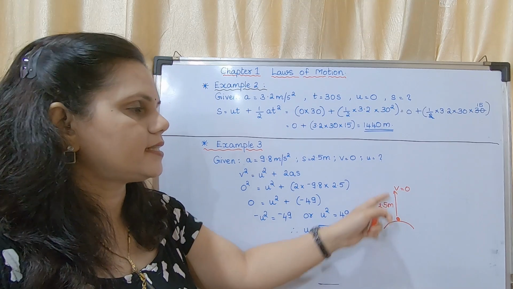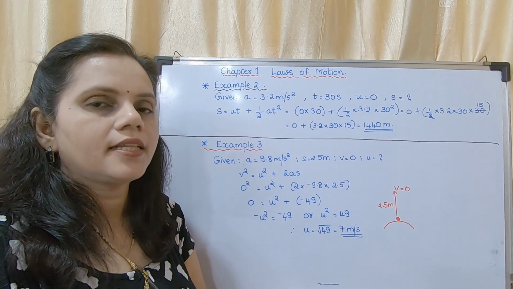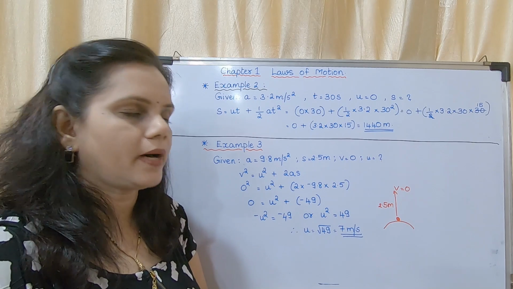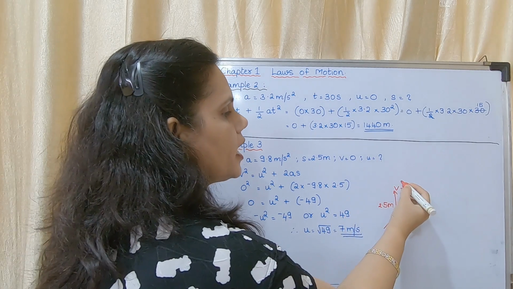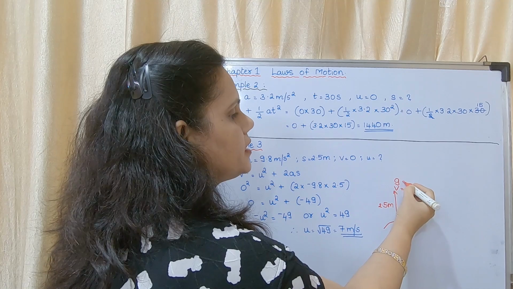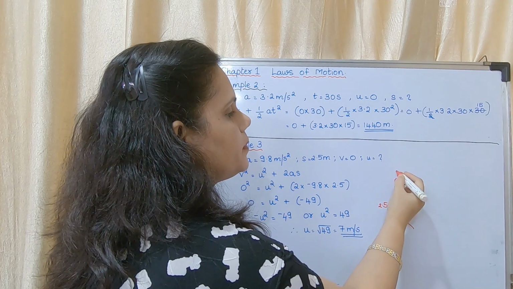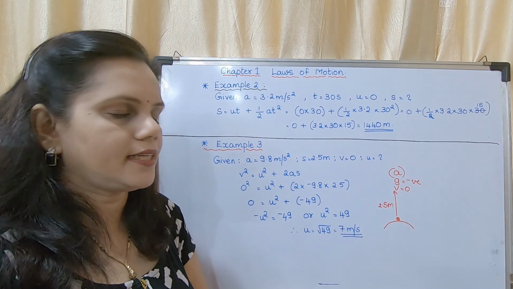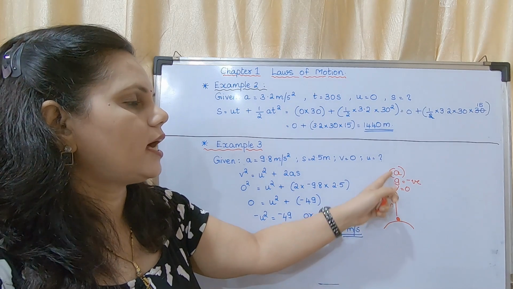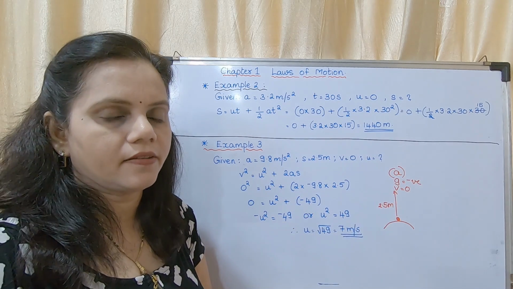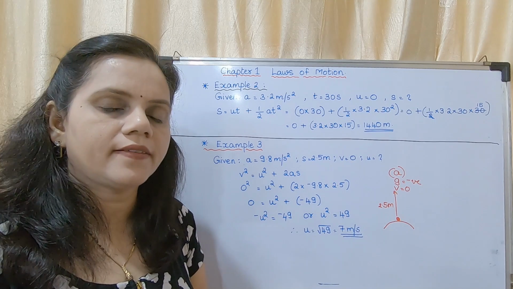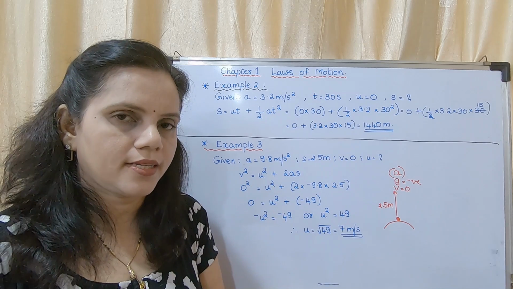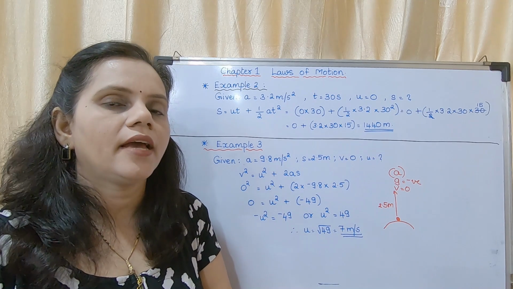Now in this case, the acceleration is the acceleration due to gravity. This also you may mark. When an object is going up, g is taken as negative. g means A, that is acceleration due to gravity. As it is going up, g is taken as negative. What is acceleration due to gravity? It is the force with which the object is attracted towards the center of the earth.